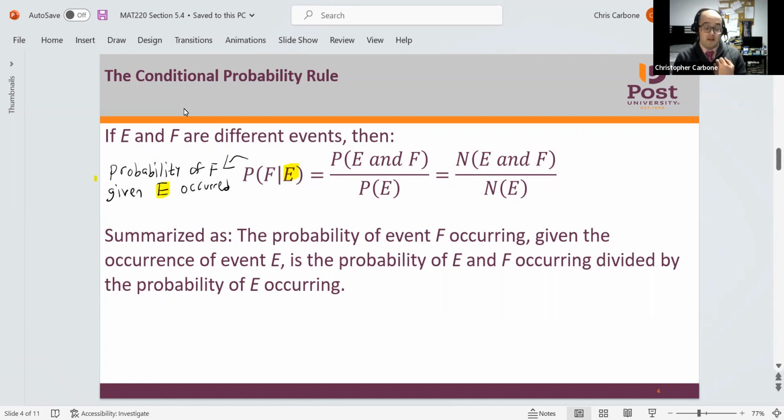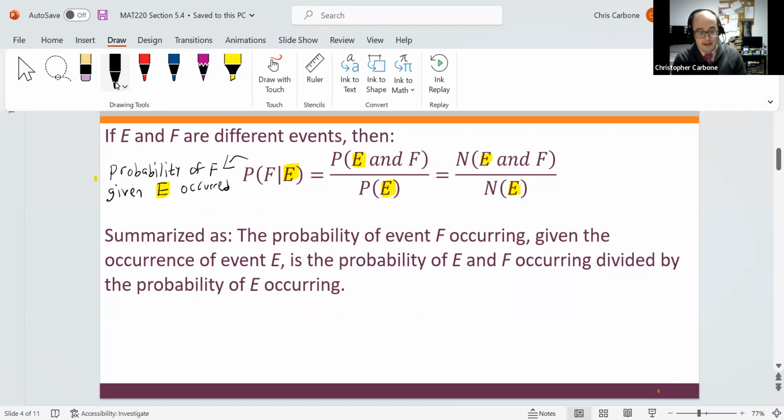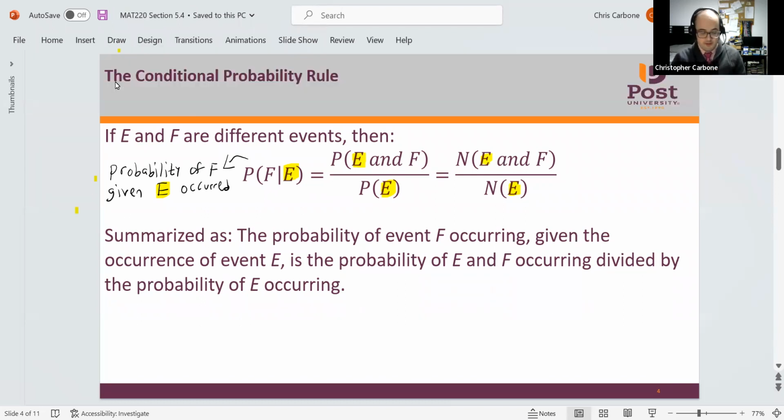And you can see that this probability is the probability of E and F, here in the numerator, divided by the probability of E. Or, if we have a contingency table, it is the number of values in E and F divided by the number of values in E. I highlighted all those E's to denote that since E has already occurred, that is the event in the denominator. Based upon that, we can then find the probability.